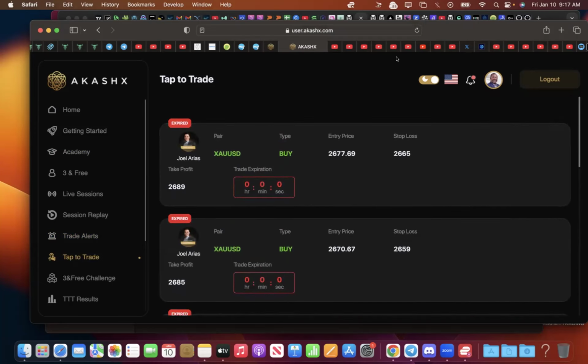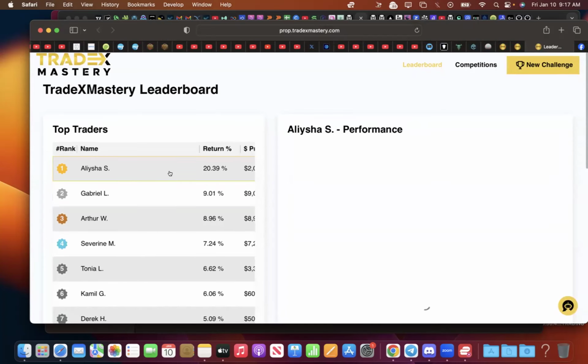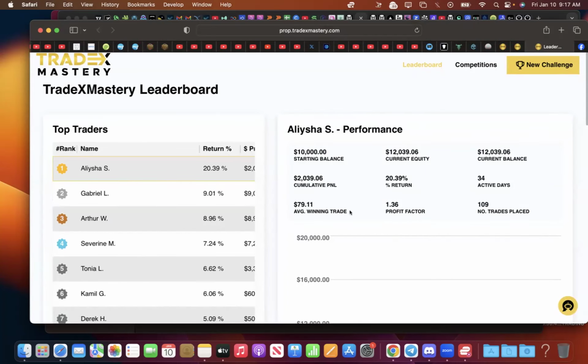Now, this same thing connects with a broker called Trade Mastery, but you have to register to see what people are doing on Trade Mastery using this Hackers X. See, this person is on a 10,000 challenge account.